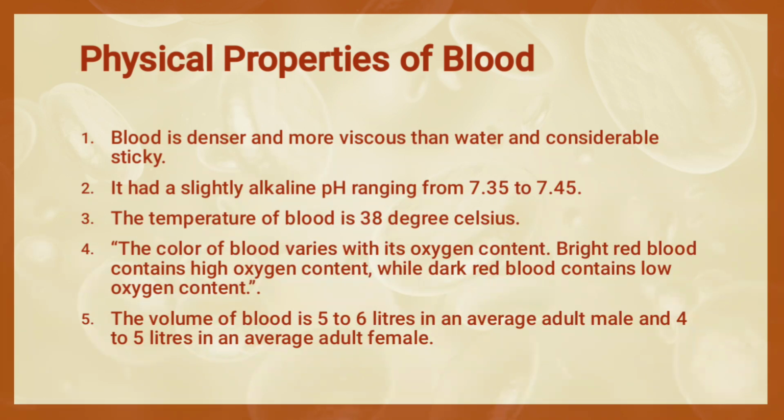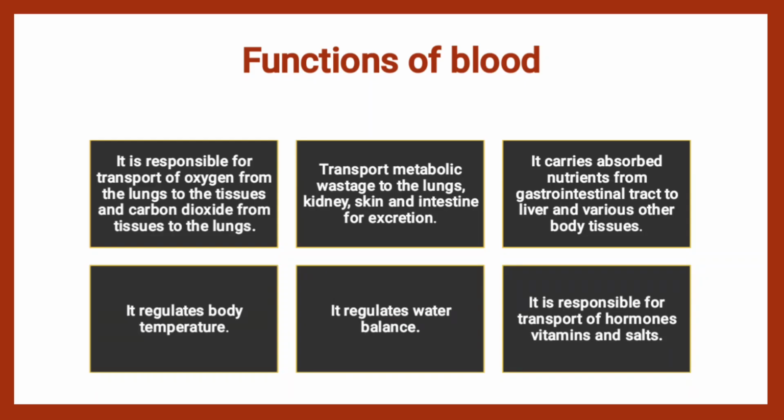The temperature of blood is 38 degrees Celsius. That matches the body temperature. The color of blood varies with its oxygen content. So bright red blood contains high oxygen content while dark red blood contains low oxygen content. The volume of blood is 5 to 6 liters in an average adult male and 4 to 5 liters in an average adult female.